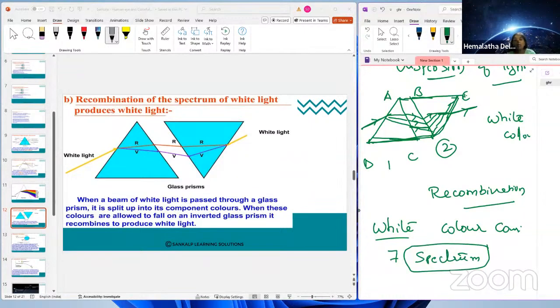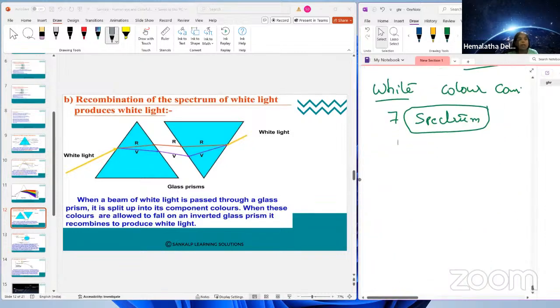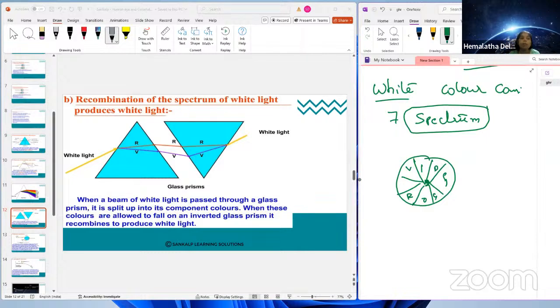He showed one Newton ring also. Correct? He took a round disc marked equally with all the 7 colors like this. We can do this experiment also. If you paint VIBGYOR like this, and then rotate this disc with the help of something, you will see white color only, though the disc is made up of 7 colors. If you rotate continuously like this, you will see the white color.